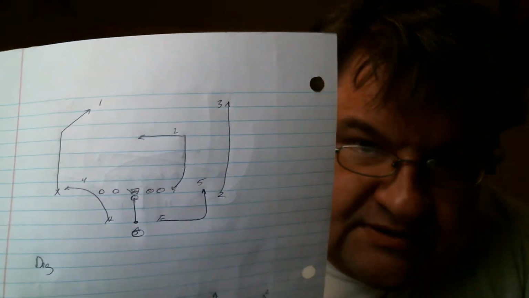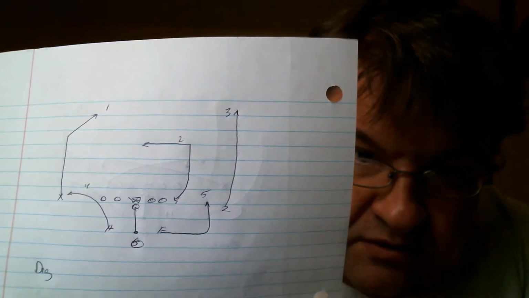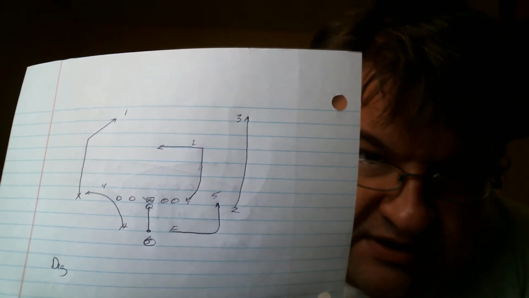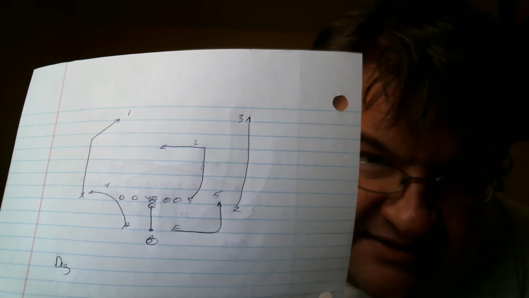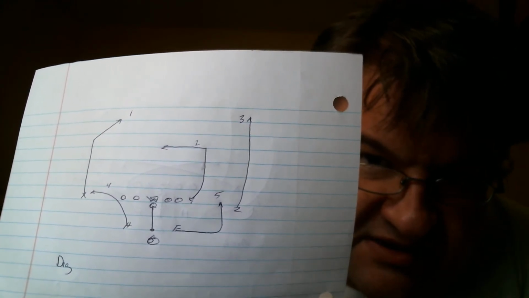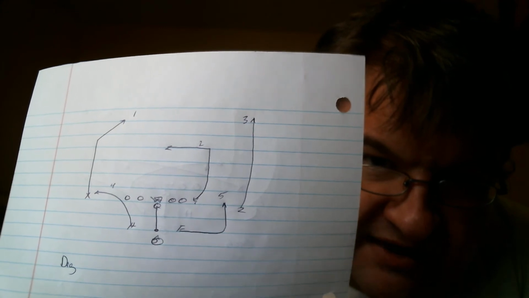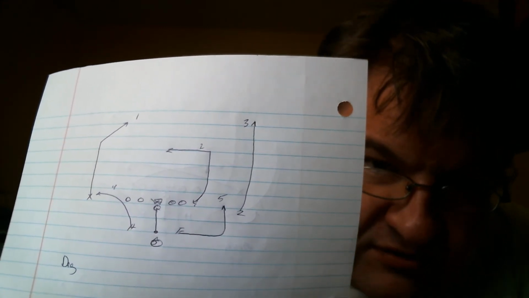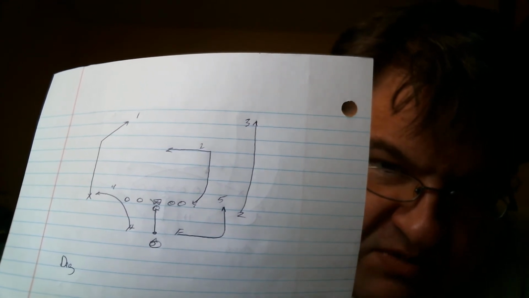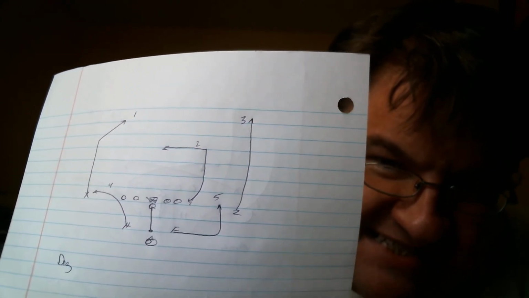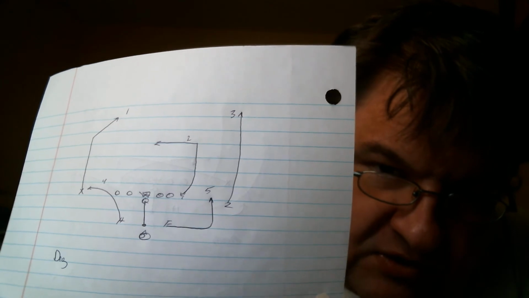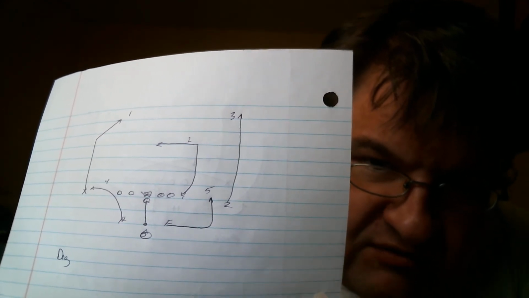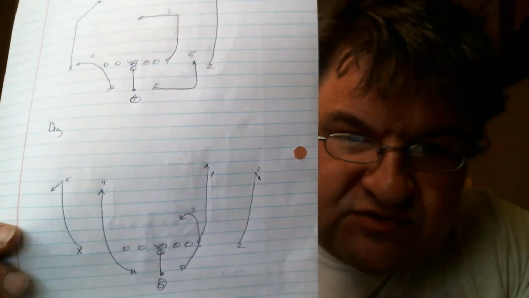Dig concept. We have X running the deep post. Y is going to run the in dig at 10 to 15 yards. Z is going to run a deep streak. H, you're into the flat on a shoot. And F, you're going to run a circle route. You're attacking the middle point between Y and Z. You act like you're going to go on a swing, but you get up the seam once you get to the midpoint of Y and Z. 5-step drop.